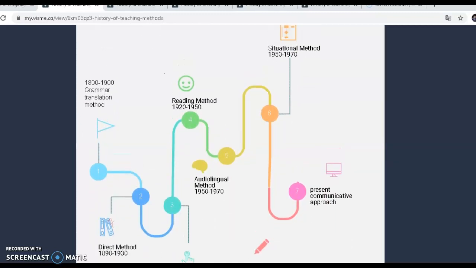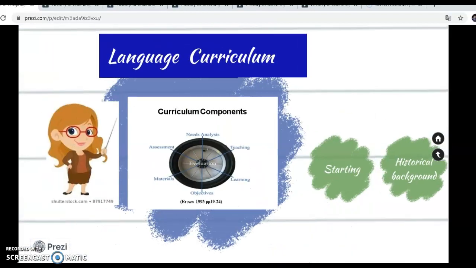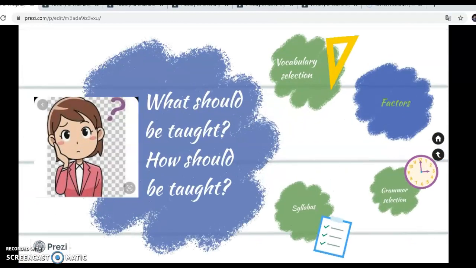We have all those methods, but how should curriculum be developed and implemented? And what should be taught? What should be taught and how should it be taught? We had two different models or two different answers to this question.